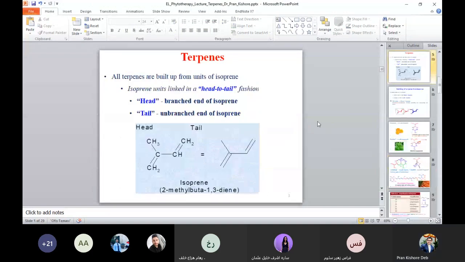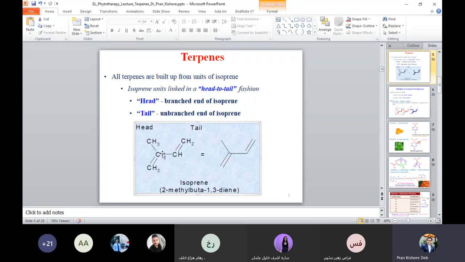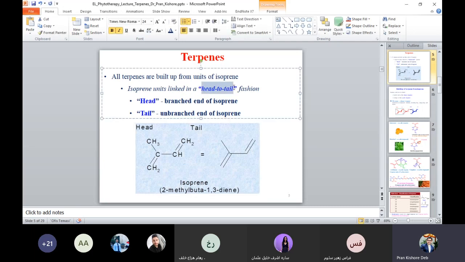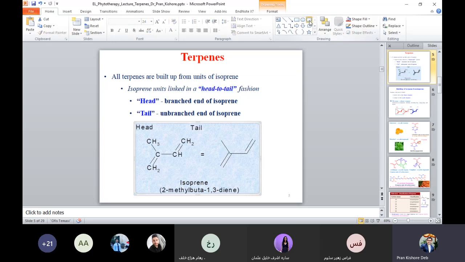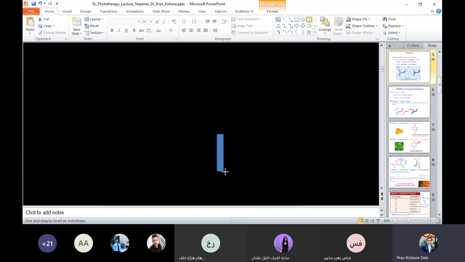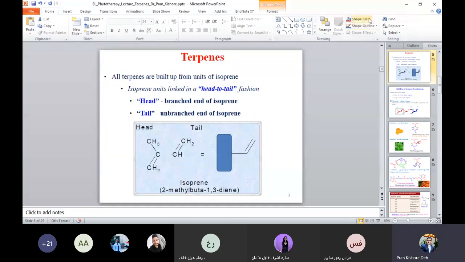Now here, in this slide you will see how the isoprenes are actually linked to each other. If you look at the isoprene unit, they have two sides. One is known as head, which is the branched end of the isoprene. Okay, this one, left hand side, it is written as head, and the unbranched end of the isoprene is known as tail. All right, so isoprene units are generally linked with each other in a head to tail fashion. Okay, so that means the head of one isoprene joins with the tail of another isoprene.